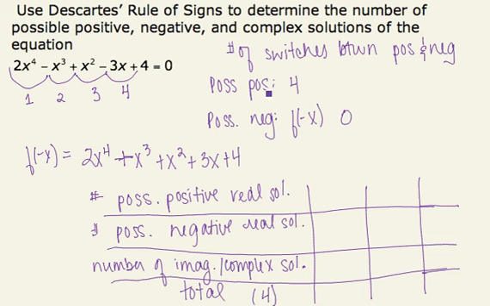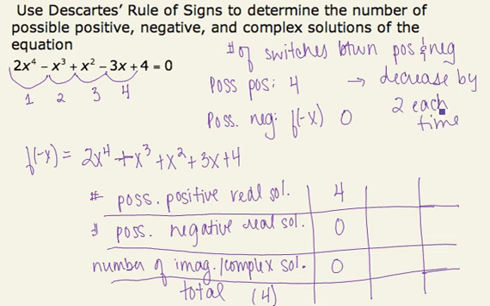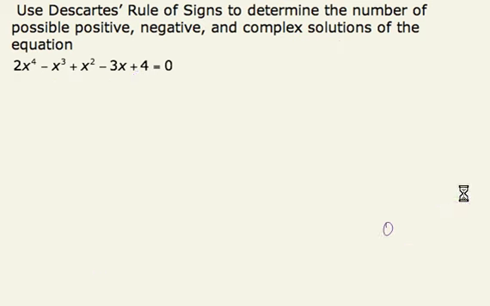Well, the possible positive solutions are 4. Well, if we had 4 possible positive solutions, that means we would have 0 negative real solutions and 0 complex solutions. When we're looking at the number of switches, if it's not 4, then we have to decrease by 2 each time. So if it wasn't 4, it could be 2, but there's still 0 possible negative solutions.